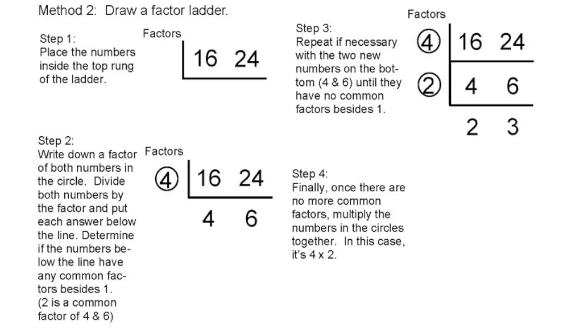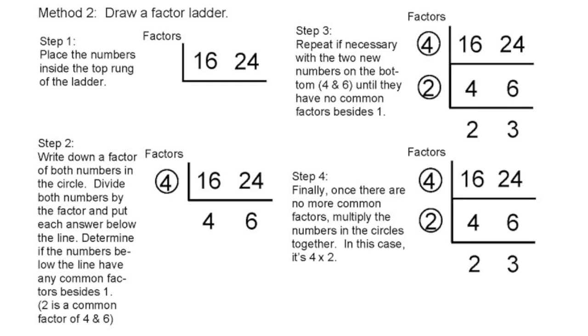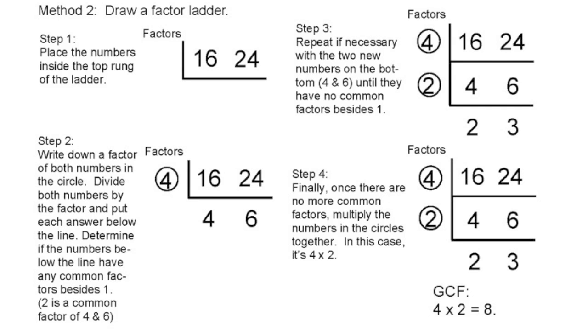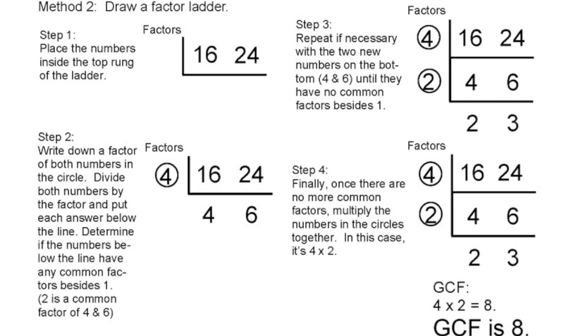And now step 4, finally, once there are no more common factors, multiply the numbers in the circles together, or basically on the left side. In this case, it's going to be 4 times 2. So then what's 4 times 2? It's equal to 8. So your greatest common factor is 8.